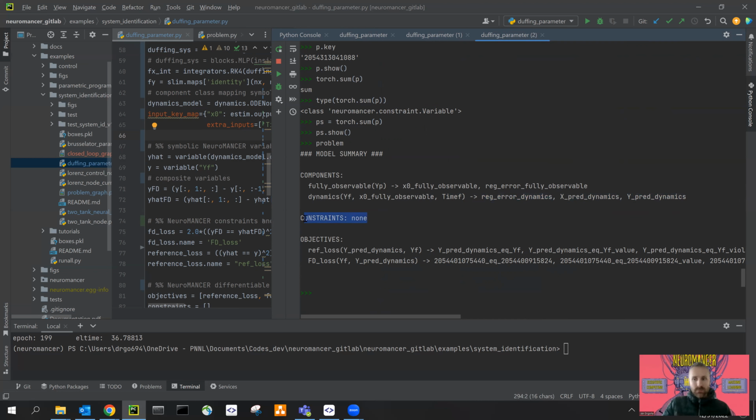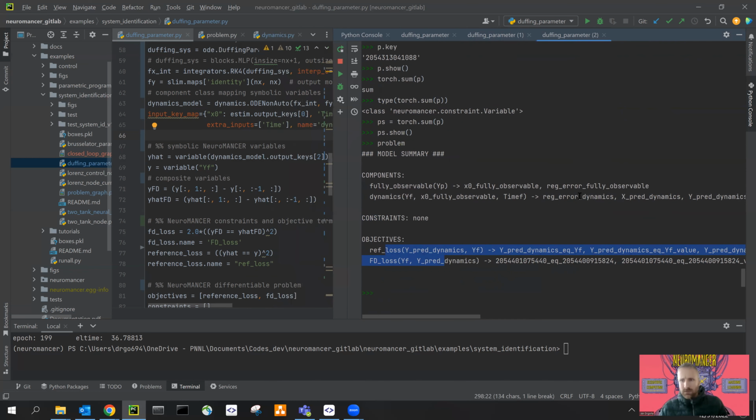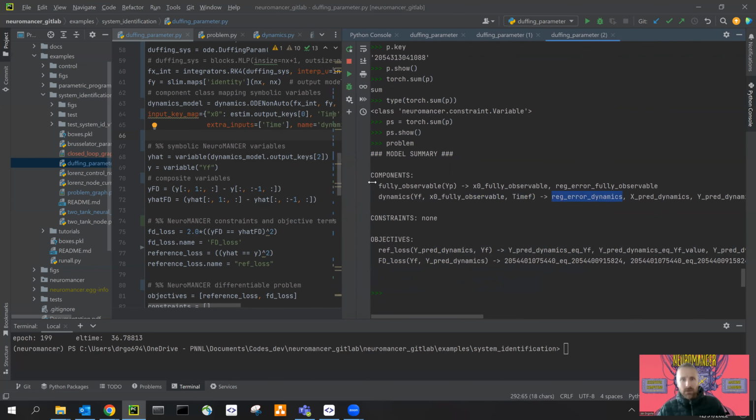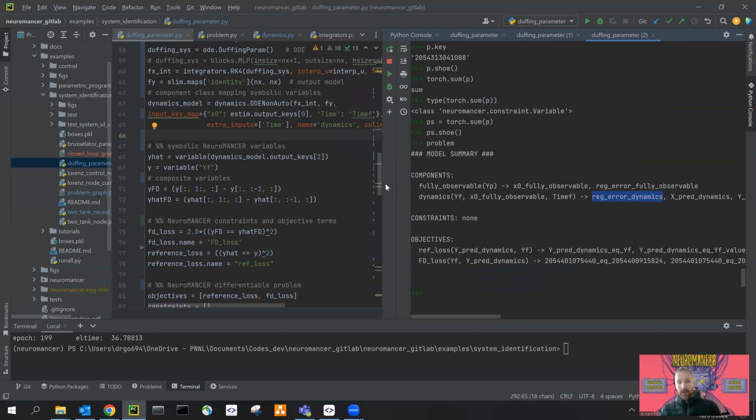There are no constraints in this problem, but there are two loss function terms. So the regularization term I didn't really mention, but is essentially a method in each of our components that represents a more convenient way of making local regularizations being visible on a high level, symbolic level.